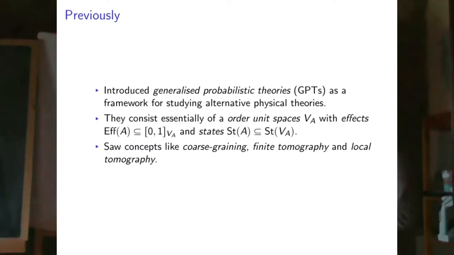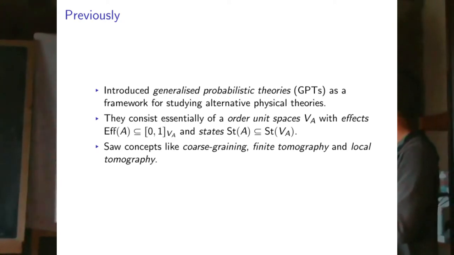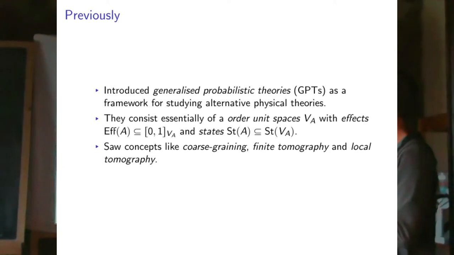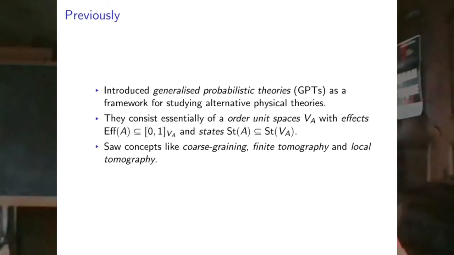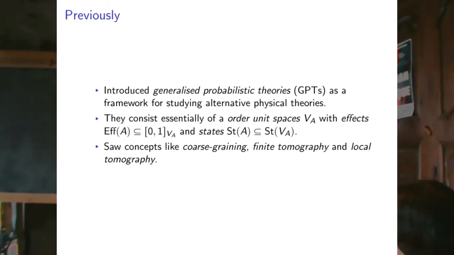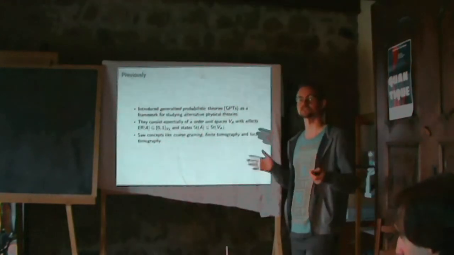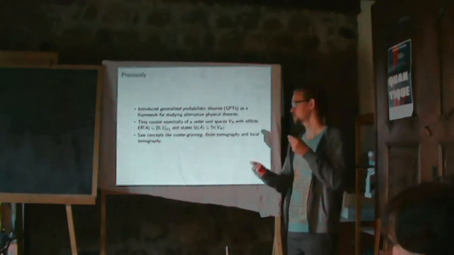And we saw that it basically boils down to, for every physical system, we associate it with an ordered vector space, and then the effects are a subset of the effects on that space, and the states are a subset of the states on that space. And the states are then the linear maps from the ordered vector space to the real numbers. I also introduced some concepts of coarse graining, so we take additional effects, finite tomography, which boils down to the vector space being finite dimensional, and local tomography, which says that if I take a composite system, the dimension of the composite system should be the product of the dimensions of the separate systems.